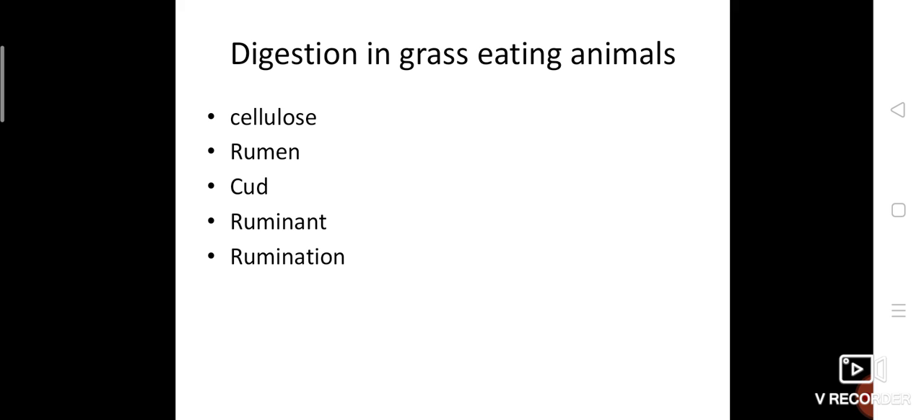Have you understood? Plants have a cell wall. The cell wall is made up of cellulose. Generally humans cannot digest that cellulose.